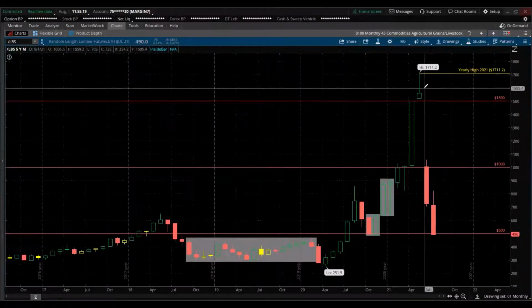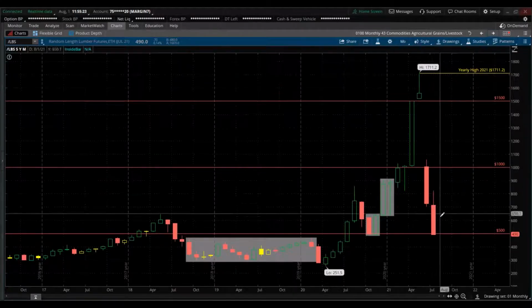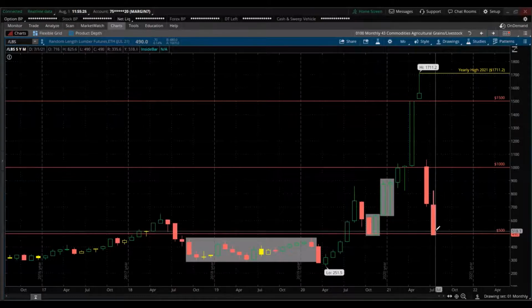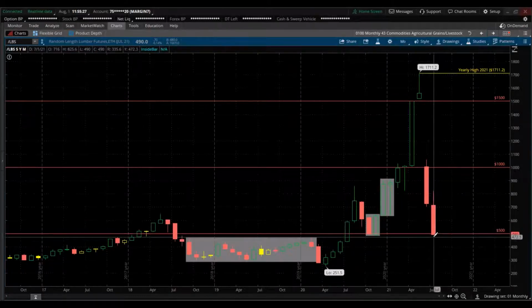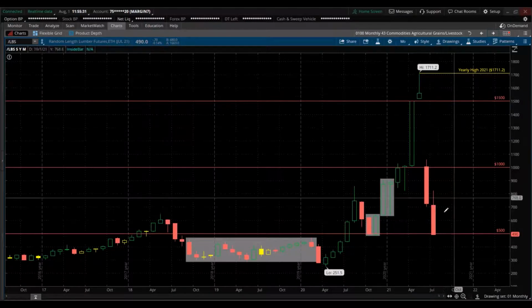And lumber, way off the highs of the year. Made a lower low, lower high. All-time low for the year right now. Yep, below $500. Huge trading range from the beginning of the year and reversed.